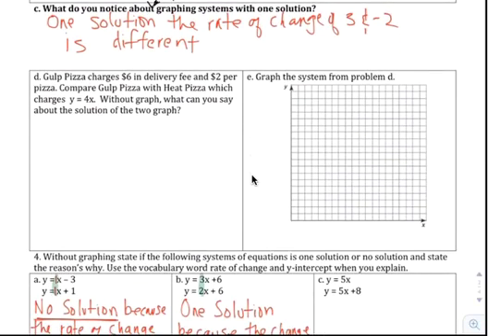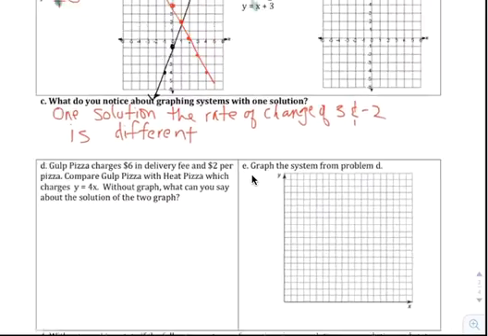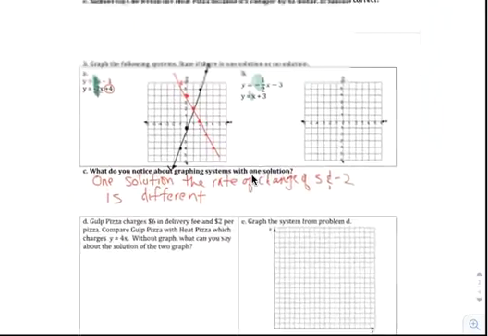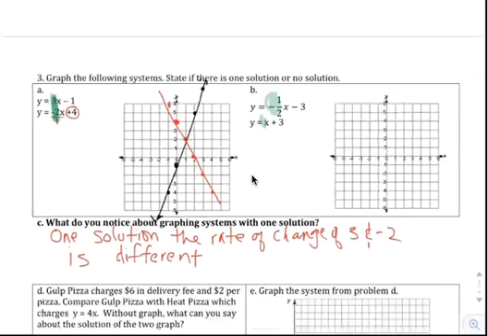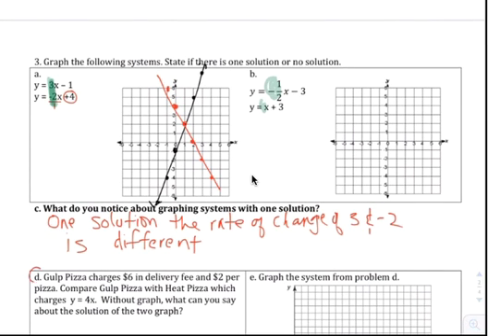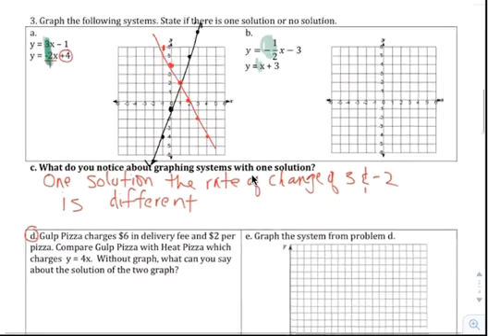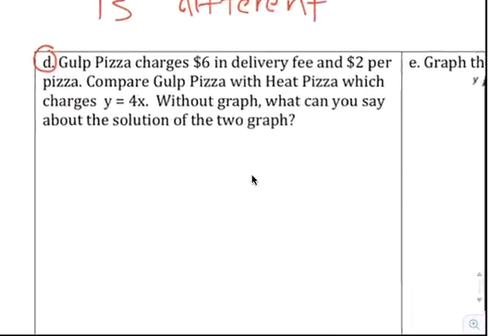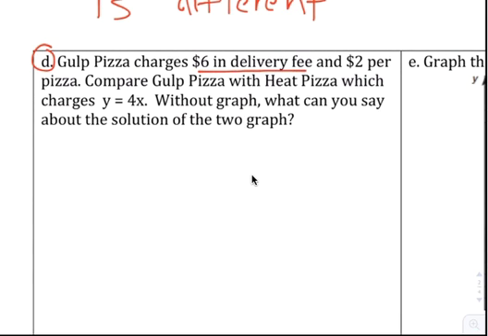Now, this one here we didn't do. So this is number 3, letter D. Okay, number 3, letter D. Gulp Pizza charges $6 in delivery fee and $2 per pizza. Compare Gulp Pizza with Heat Pizza, which charges this much. So they're using Y and X. So you need to use X for the number of pizza.